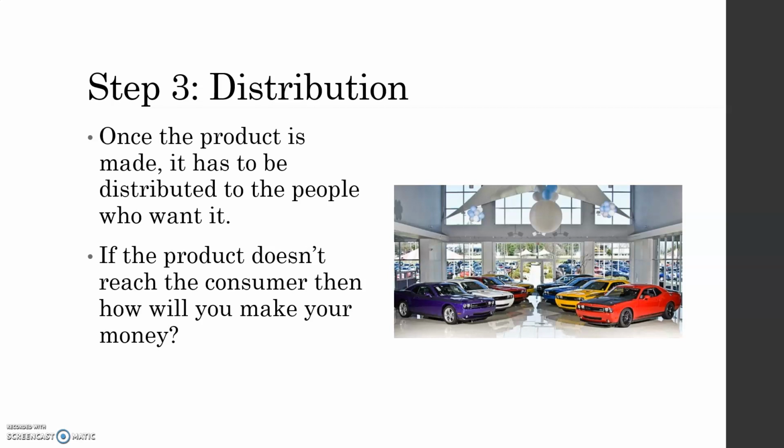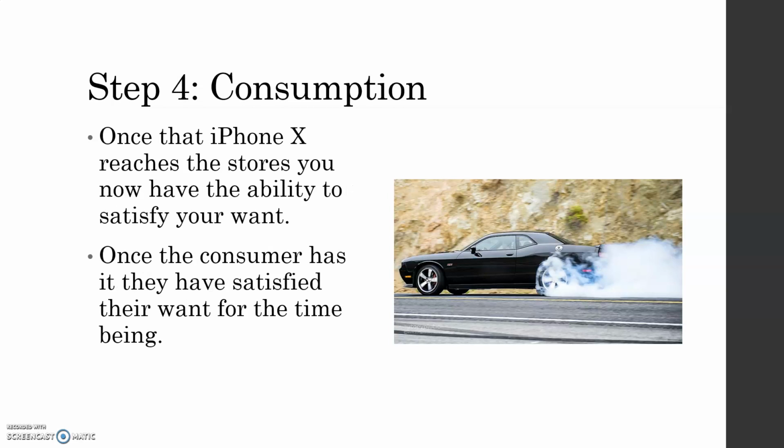But the biggest thing is once someone produces something, it can't just stay in their factory, obviously. It's got to be distributed. And once it's distributed, that's when consumption happens. And when you take that new car and you literally just do a burnout right out of the dealership or something of that nature, once it reaches the consumer's hand, the want is then satisfied at that point. Both the consumer's happy because they get the product they want, and the entrepreneur's happy because they get money.